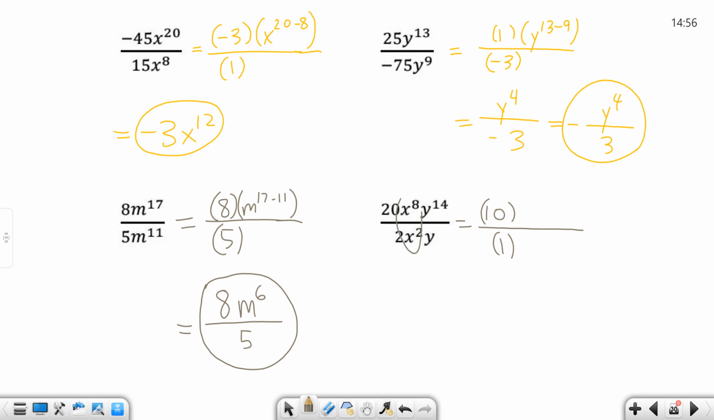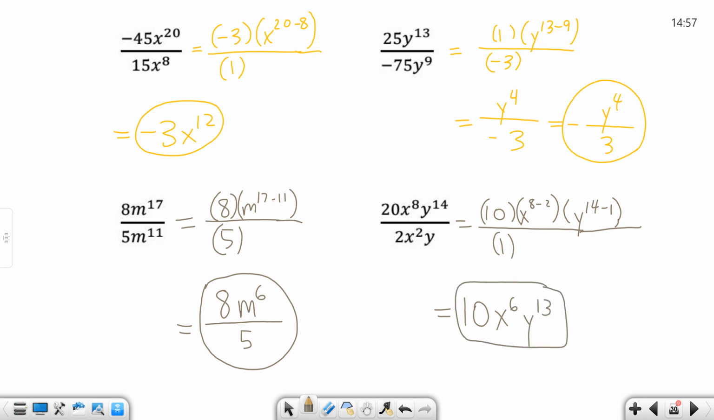What about x's? There's more x's in the top, right? So it's going to be x to the 8 minus 2 in the numerator. And then y's, same thing, 14 minus 1 of them. 14 is bigger in the top, so there's nothing in the bottom but a 1 left. So do I have a fraction anymore? Nope. No more fractions. So this is going to be 10 times, not over, I said it wrong, 10x to the 6th, and then y to the what? 13th. 10x to the 6th, and y to the 13th.